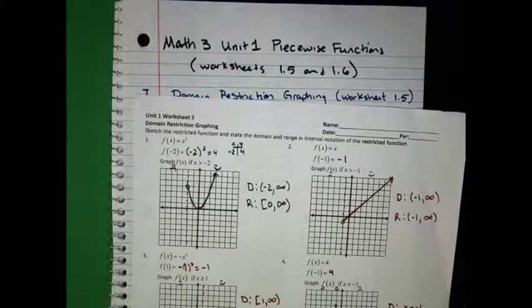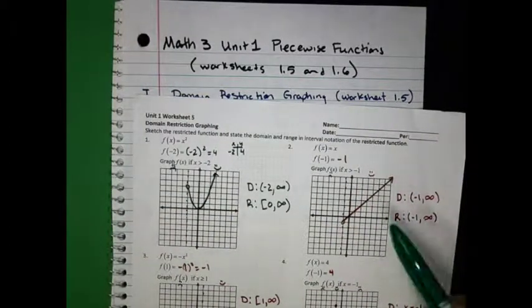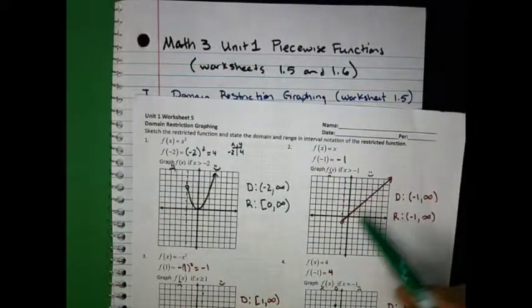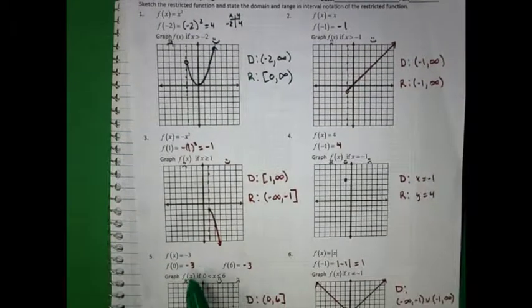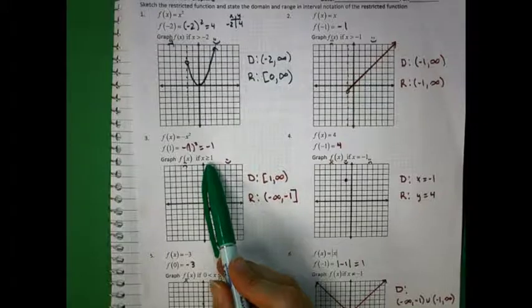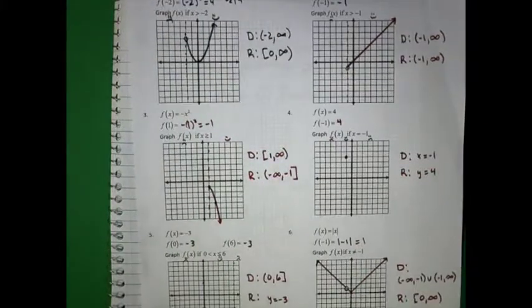And throughout the whole worksheet, that's pretty much how it works. You'll see here you have a piece of a line. We didn't include -1, so there's an open circle there. You have a piece of a parabola. We did include this point because there was an equals to right there, so that point was included. You have a piece of a line.